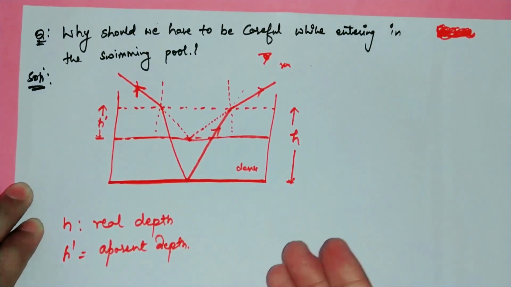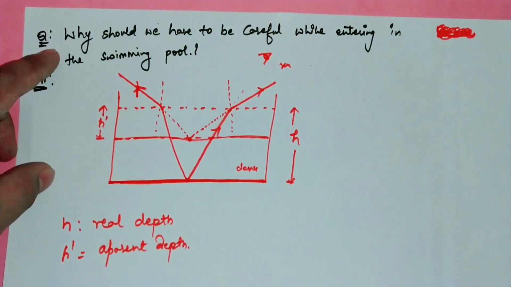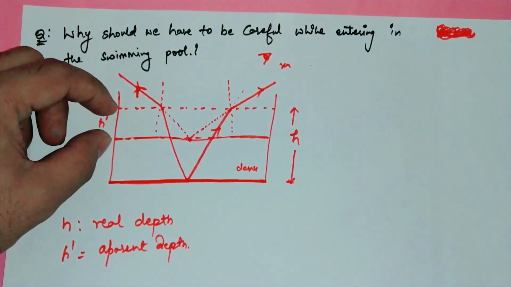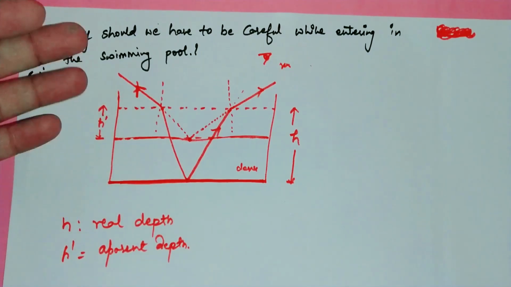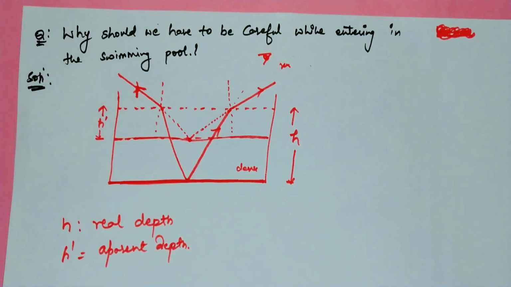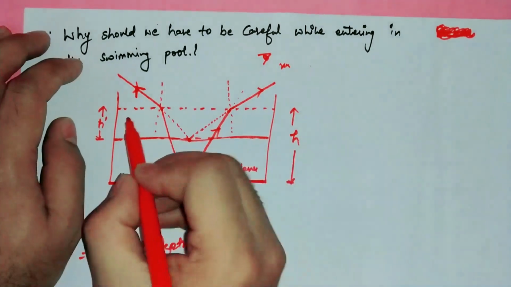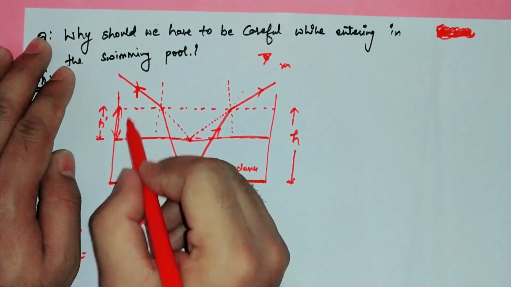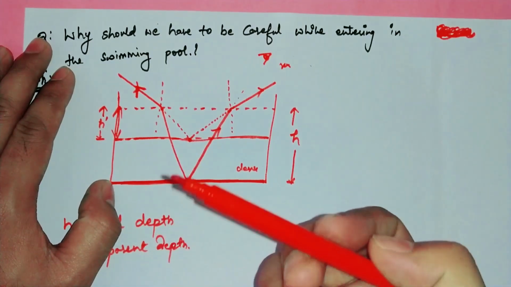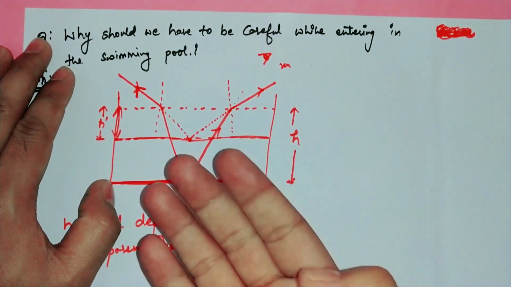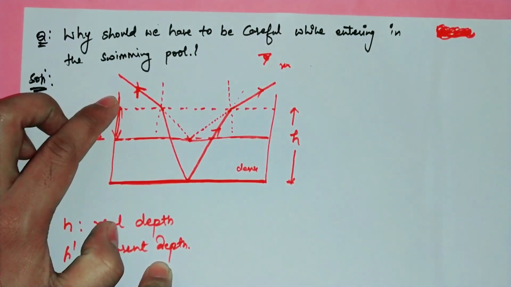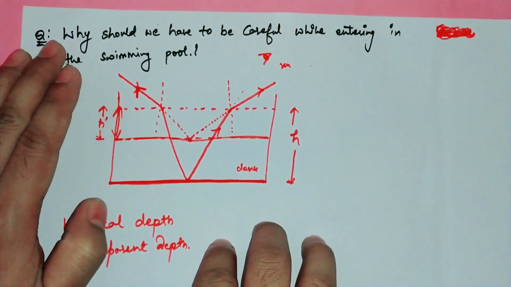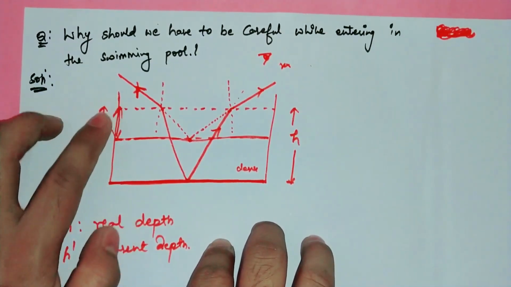So why should we be careful while entering the swimming pool? Because the apparent depth is less than the real depth. The depth we are watching is actually less than the actual depth. The depth we see is very much less, while the real depth is way larger. If you go to a swimming pool, you will find that the depth looks very small, but actually the depth is very large. So we have to be careful while entering the swimming pool because the depth appears less.